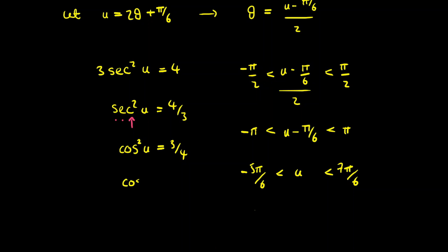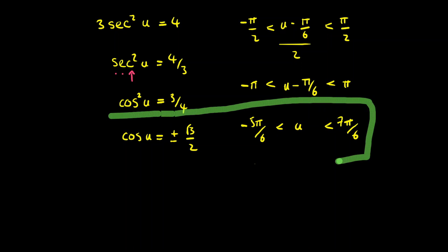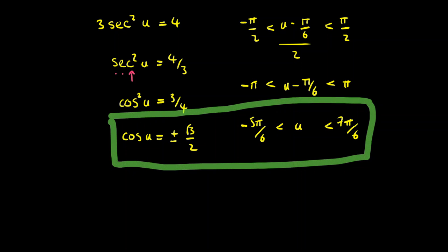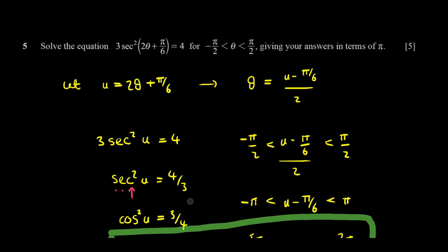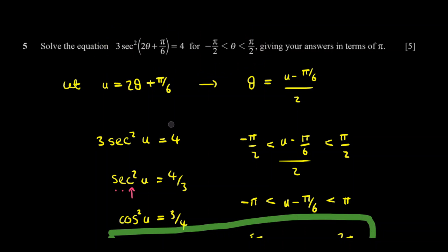So cos u will be equal to plus or minus the root of 3 upon 2. Okay, now I think the plus and minus there is something that a lot of people are going to forget, which means you're going to lose out solutions. So the key thing I'm trying to get across is we are using a substitution so that now we are solving this equation with this domain in terms of u instead of this one, which I think is a bit harder. Okay. All right, then, how are we going to do this?